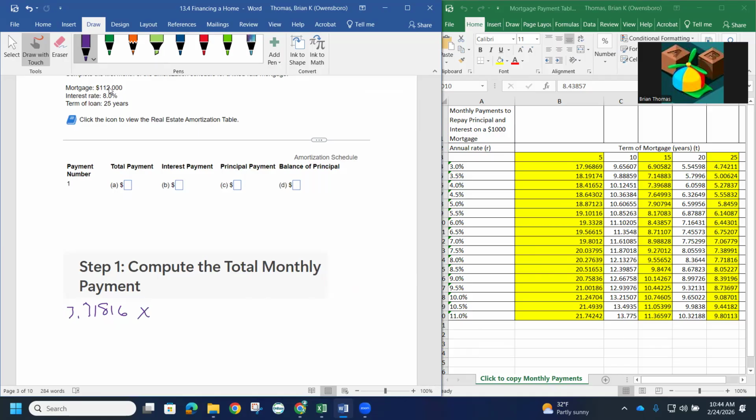So we've got to move the decimal three places, so that's going to be 112. I can't read my own handwriting there. Is that a three or was that a seven? That was a seven, wasn't it? 7.71816. Okay. So let me pause the video here and I'll go track down my calculator.